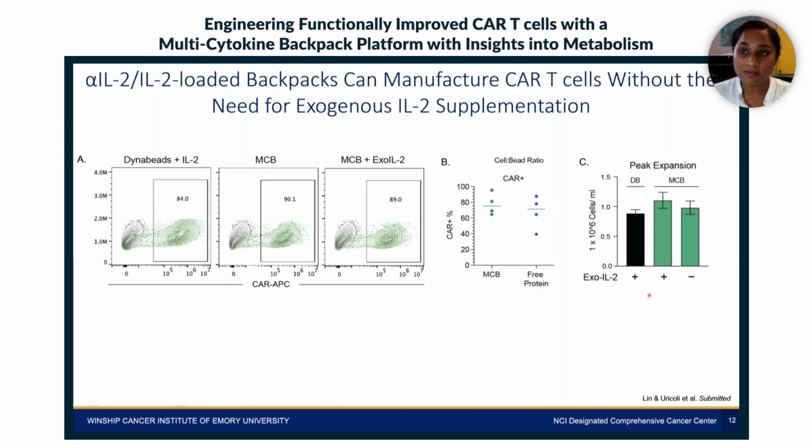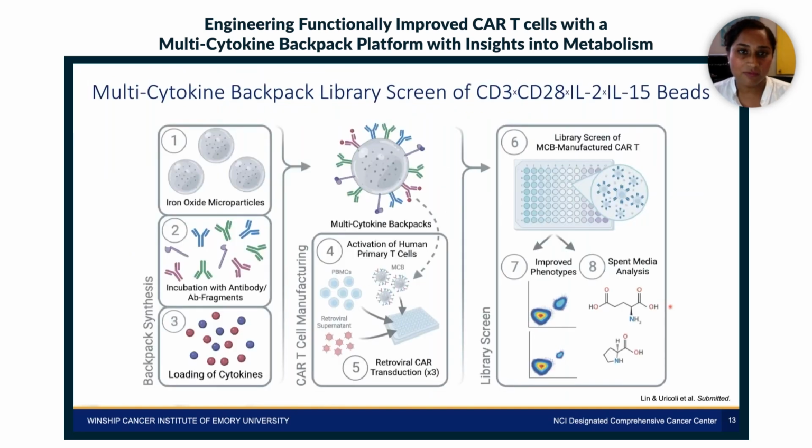And then in terms of cell numbers, we also got equivalent cell numbers. There's a non-significant difference between the Dynabeads and our multi-cytokine backpacks. And if we add exogenous IL-2, there's a non-significant difference between the amount of T cells that we produced at the end of manufacturing. So having this platform was important, but we wanted to expand upon it and find an ideal manufacturing reagent that would produce CAR T cells with superior phenotypes.